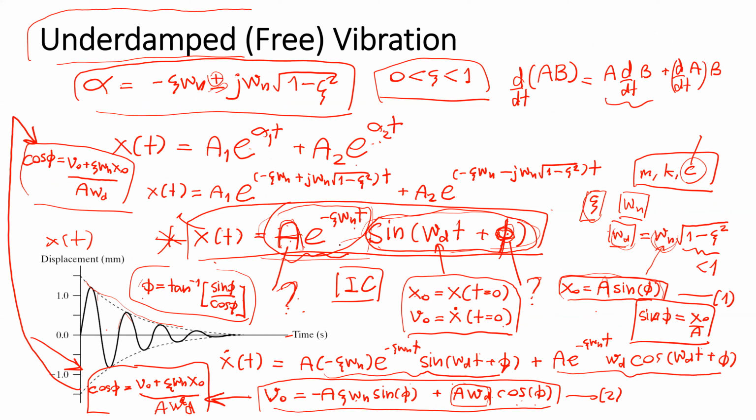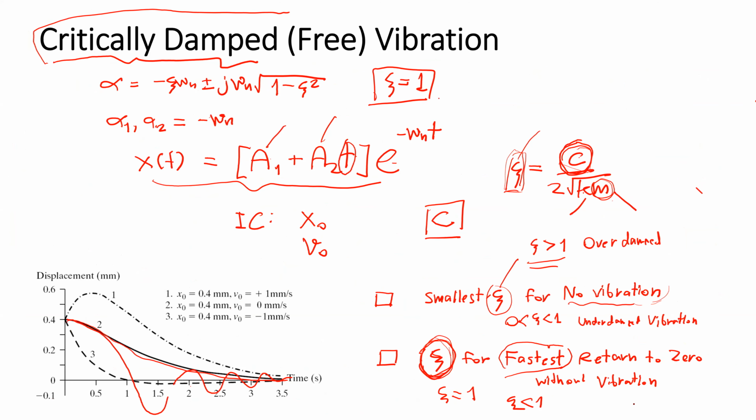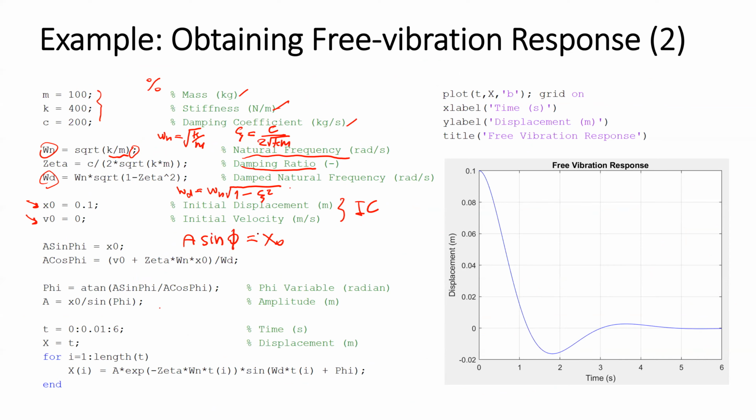You have x equal to this, and you find the time derivative of this. You get this, and x0 means x when t equals 0. When t equals 0, the exponential decay term equals 1 and sine omega d t is 0, so there is only the phi angle. So it comes from here. V0 comes from this line, equation 2. So here, A sin phi is equal to x0.